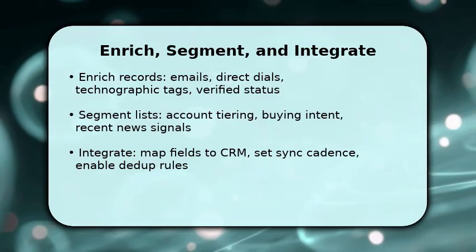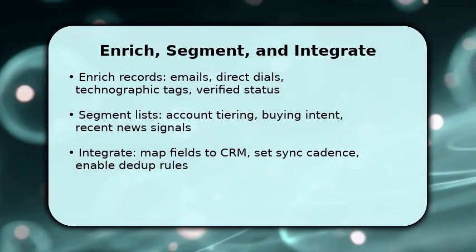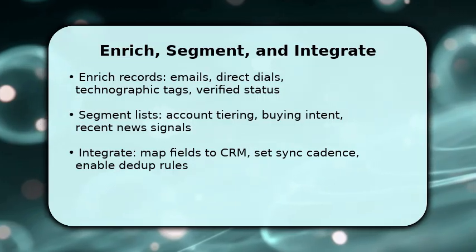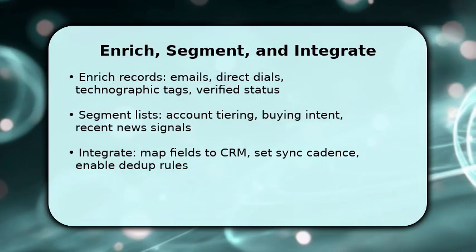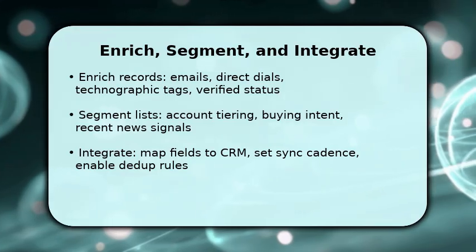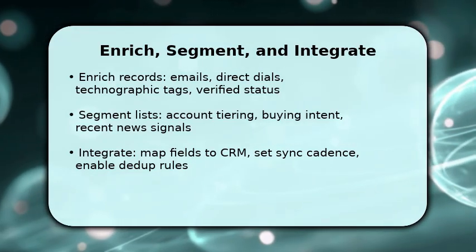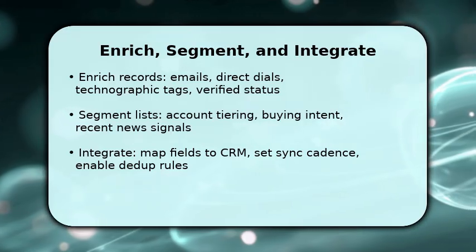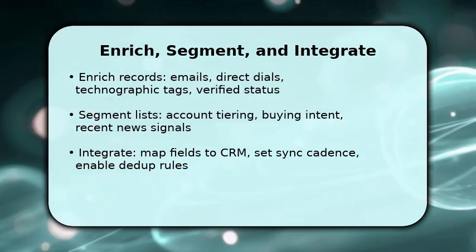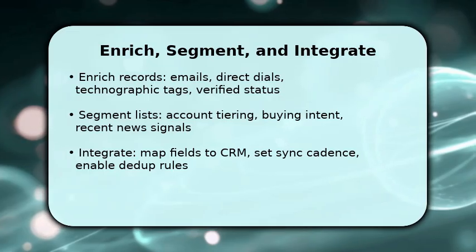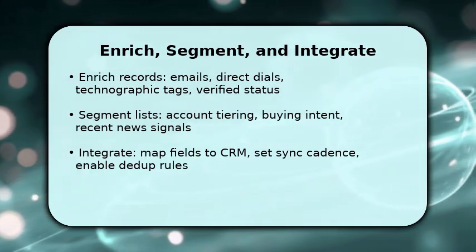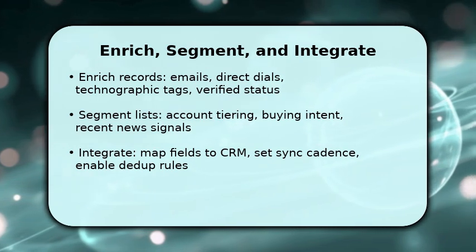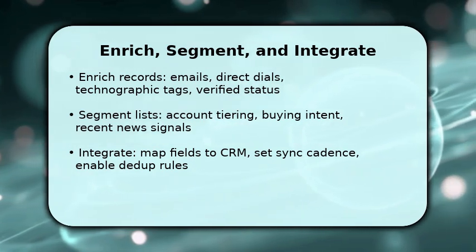Start by enriching core records with emails, direct dials, technographic tags, and verified status flags so you know quality at a glance. Then segment into high, mid, and low priority tiers based on intent signals, recent funding, or product usage. This guides messaging cadence. Make sure to map ZoomInfo fields to your CRM, set a sync cadence, and enable deduplication rules to avoid contact chaos once you push lists live.